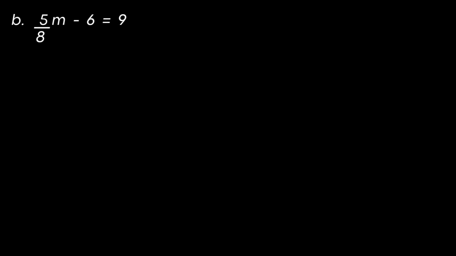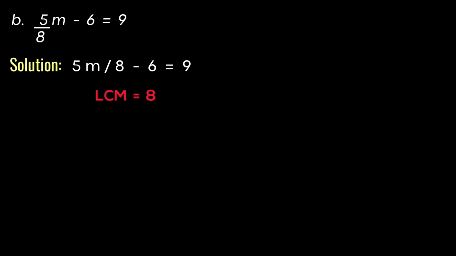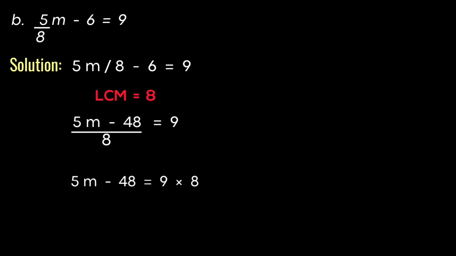B. 5m by 8 minus 6 equals 9. Solution. Write the equation as it is. Now make the denominators of 5m by 8 and minus 6 equal using LCM. The LCM here is 8. The equation we get is 5m minus 48 upon 8 is equal to 9. Now transfer the 8 which is in division to RHS. We get the equation 5m minus 48 equals 9 into 8.